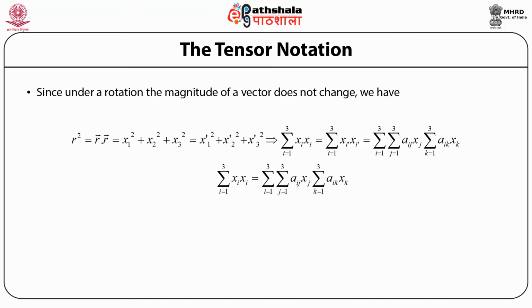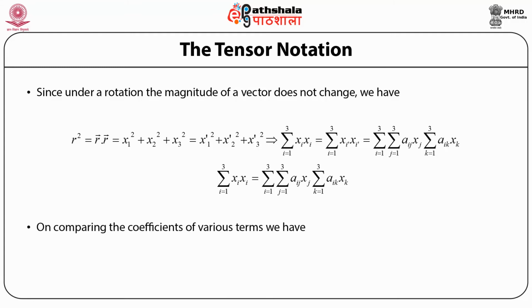That equals the summation over i equals 1 to 3 of the summation over j equals 1 to 3 aij xj, into the summation over k equals 1 to 3 aik xk. This implies that the summation over i equals 1 to 3 of xi xi equals the summation over i equals 1 to 3 of the summation over j equals 1 to 3 aij xj, into the summation from k equals 1 to 3 aik xk.